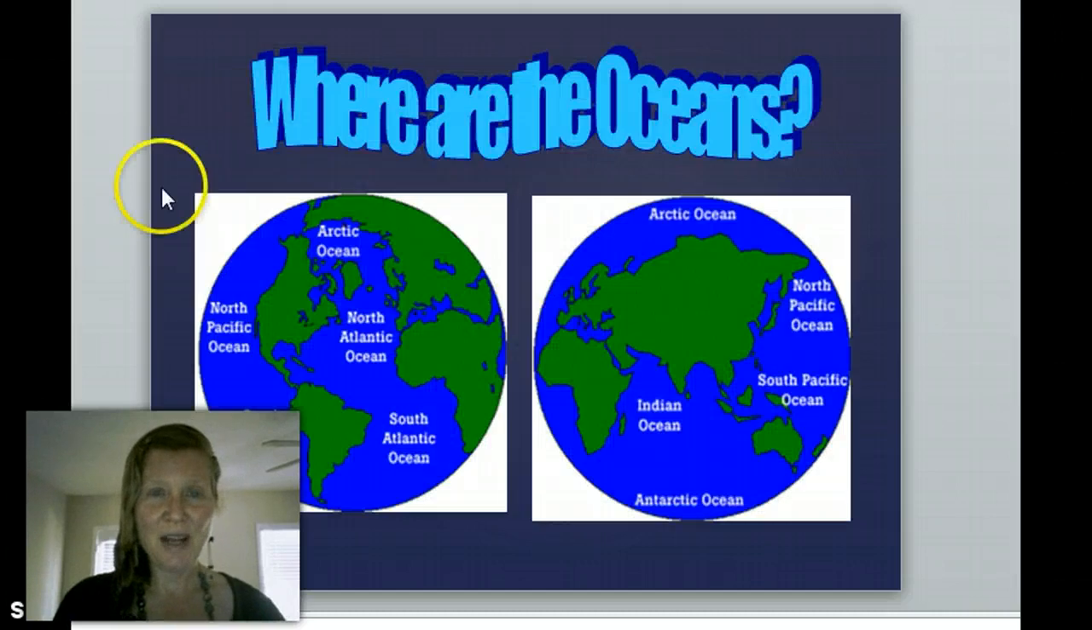Another main component of this first part of the unit is identifying where the Earth's main oceans are: the Arctic, the North Pacific, South Atlantic, and also the Indian Ocean, the South Pacific Ocean, and the Antarctic Ocean.